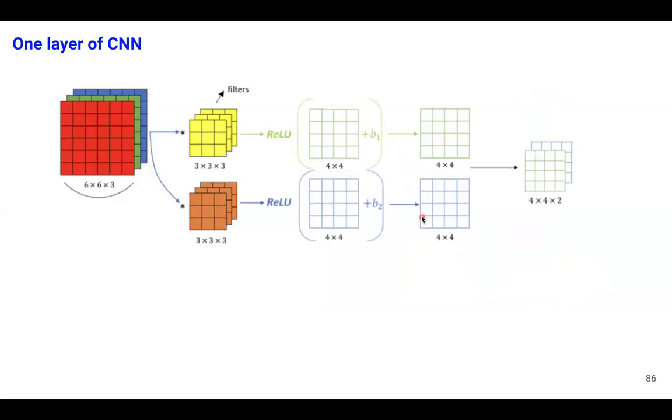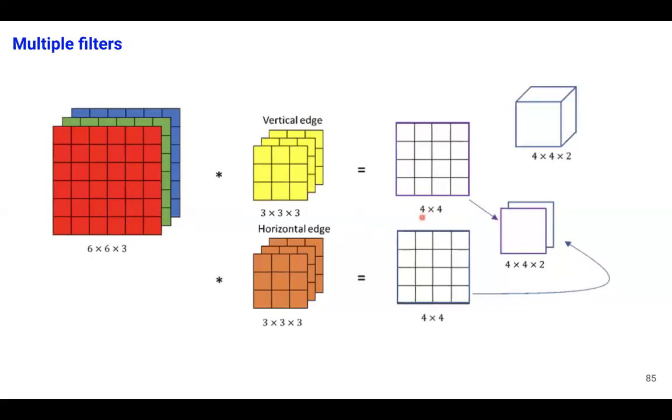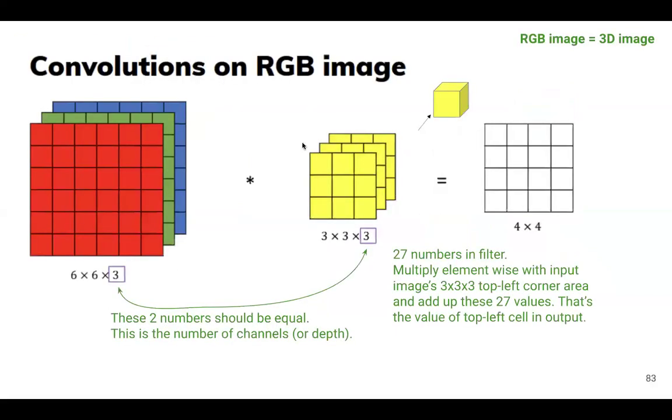Now moving on, this is how one layer of CNN would look like. Are the 4 cross 4 ones the sum of the filters of 3 different colors? Yes. So you have 27 numbers here, and you multiply these 27 numbers with these 27 numbers in the top left, and you sum those 27 numbers, and that is the top left value here.